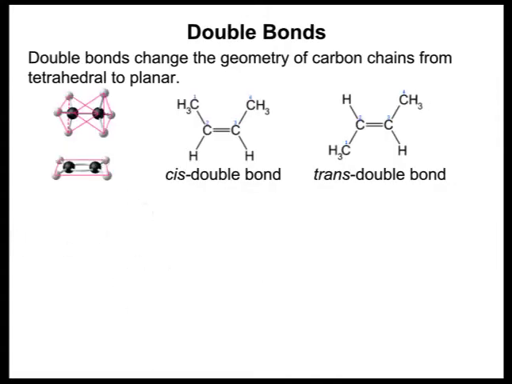So the carbon-carbon double bond, shown here, takes on a planar geometry as opposed to the tetrahedral geometry of the carbon-carbon single bond.